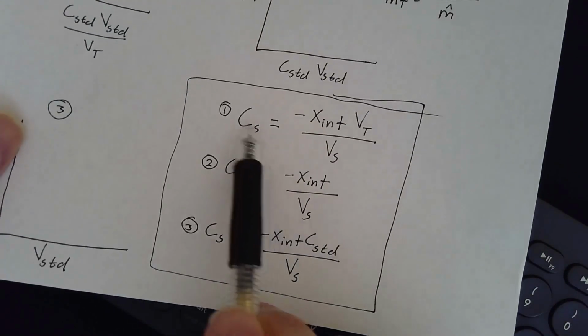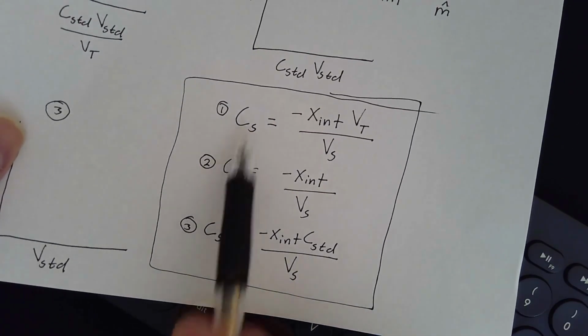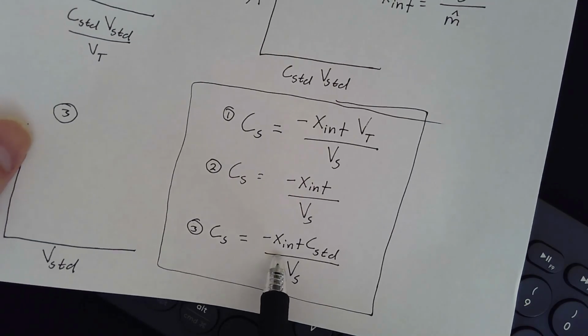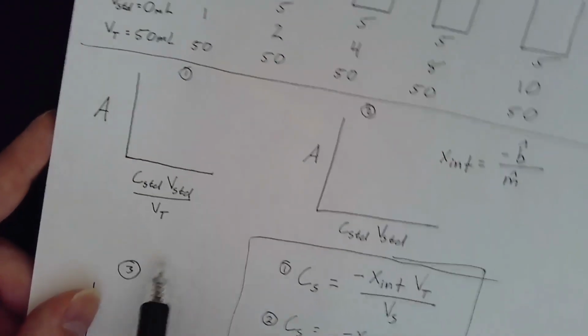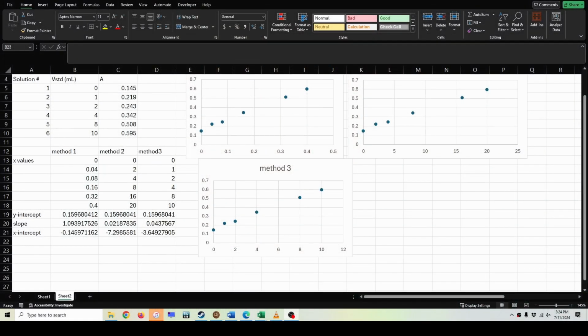For each one of these methods, then we have a different equation for the concentration of the sample solution. So we have to make sure that we use the correct equation for whichever method we are currently looking at. It's very, very easy to accidentally use the wrong one, so we just have to be careful about which one we're doing. This is going to be the CS. And like I said, the units work out that this will be moles per liter.